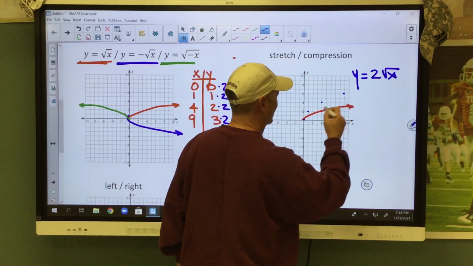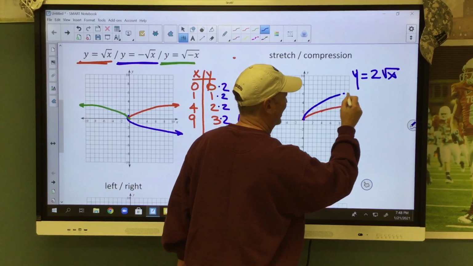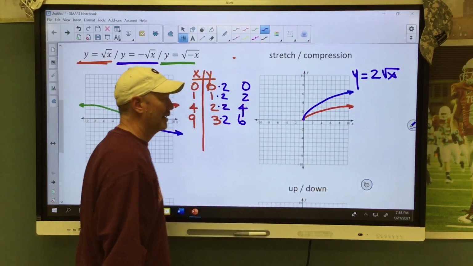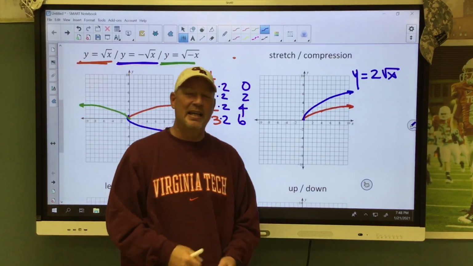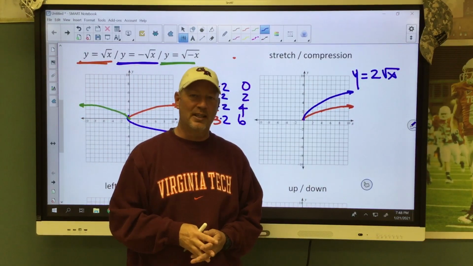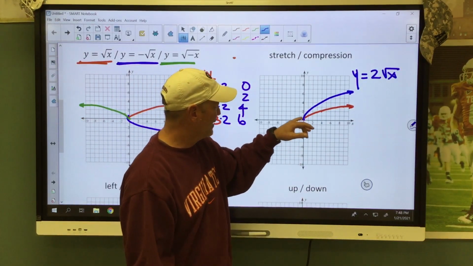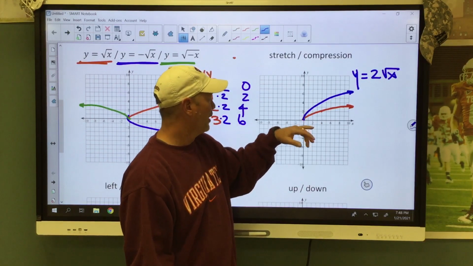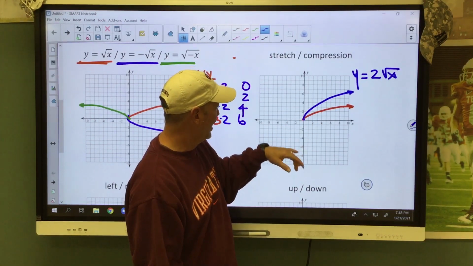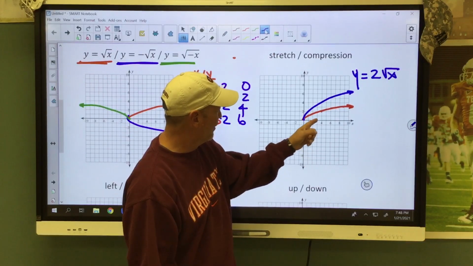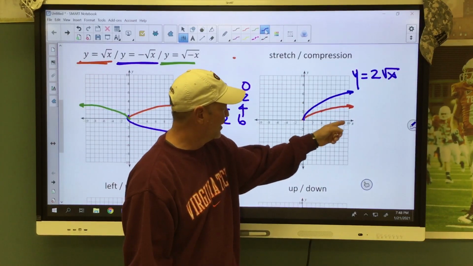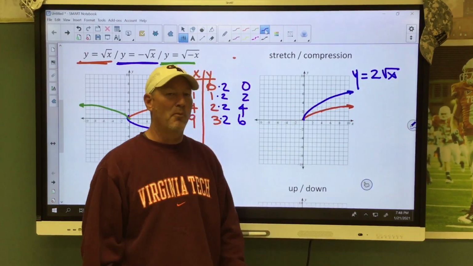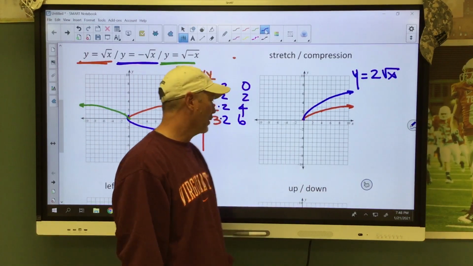4, 5, 6. And my graph would look like that. It's higher. It is twice as high as it usually is. Instead of being at 1, we're at 2. Instead of being at 2, we're at 4. Instead of being at 3, we're at 6. We've been multiplied by a factor of 2.